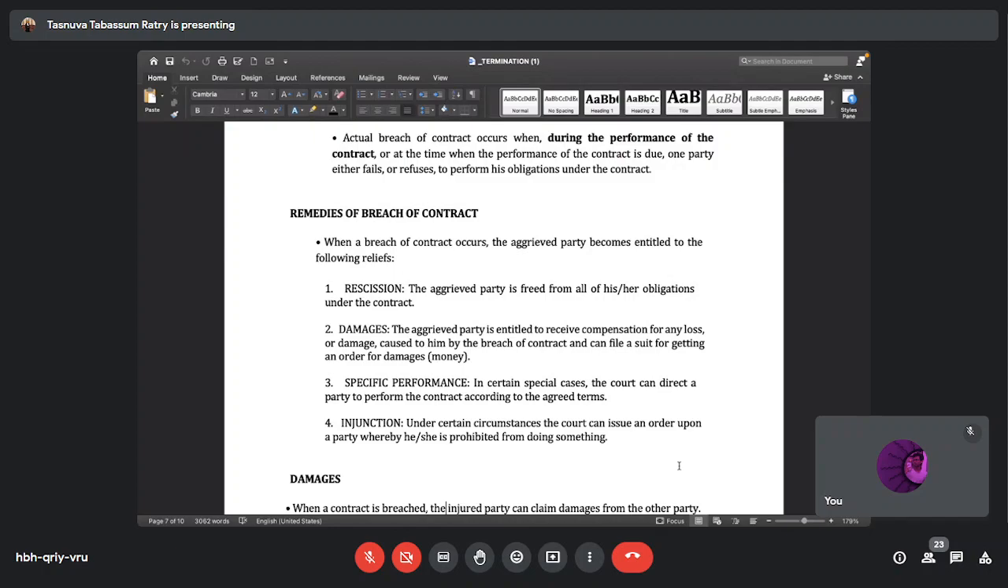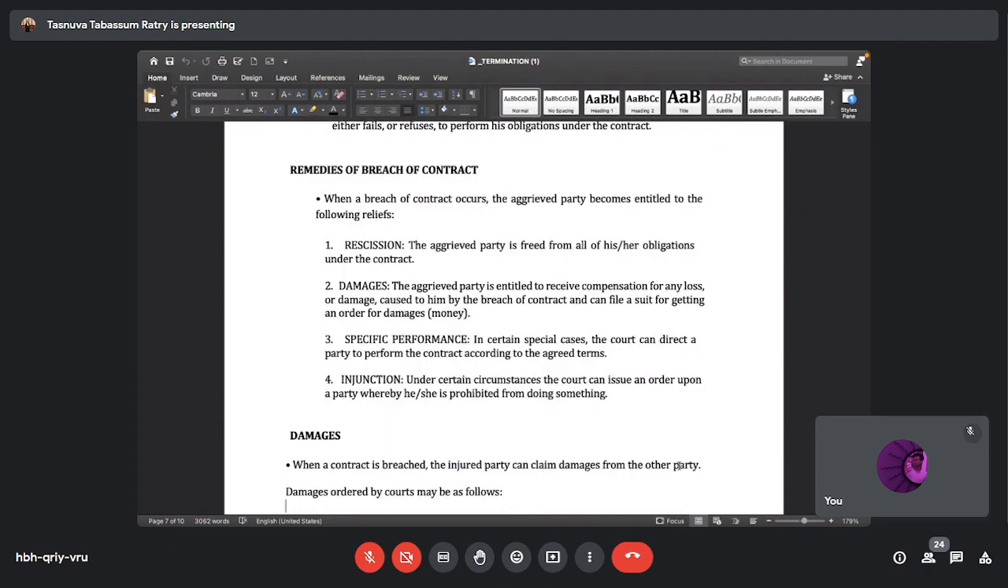The second relief is damages. The aggrieved parties are usually entitled to receive monetary compensation for any loss or damage caused to them by the breach of contract. Whenever there's a breach, the aggrieved party is always rewarded with damages. Damages are what we call monetary compensation for the loss or damage because of the breach of contract.